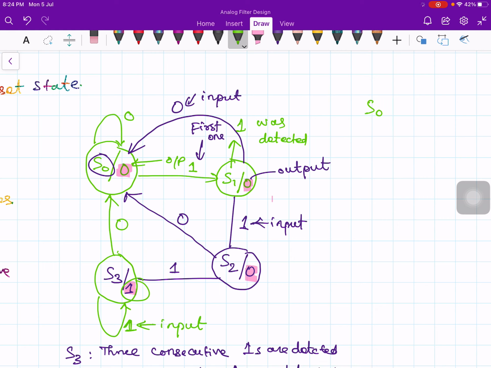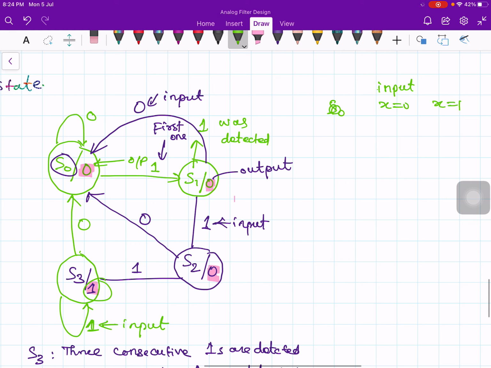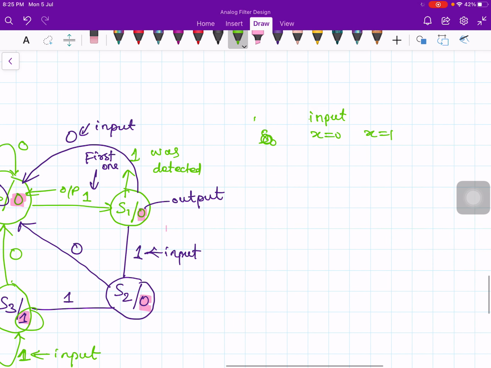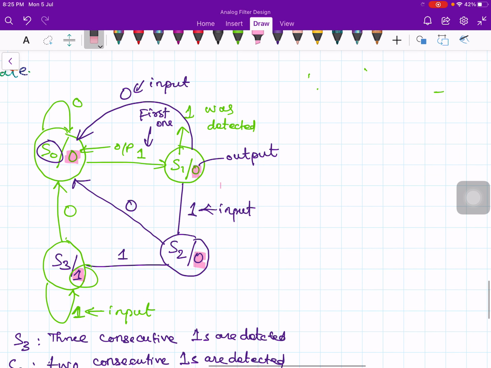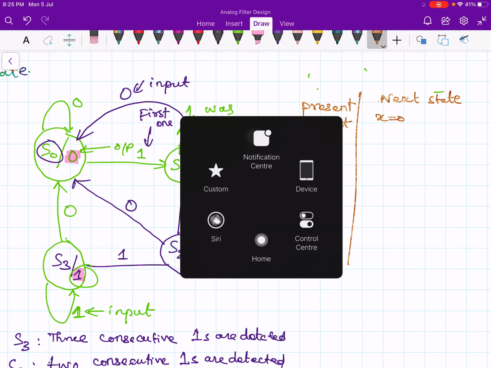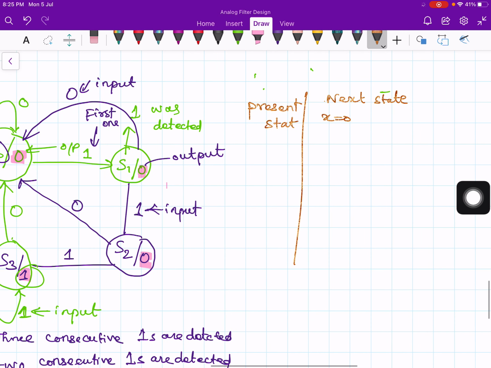So you have S0 and input, let's say x equal to 0 and x equal to 1. Let me delete this from the state diagram. We can construct this. Let us say present state, then next state when x equal to 0 and when x equal to 1.